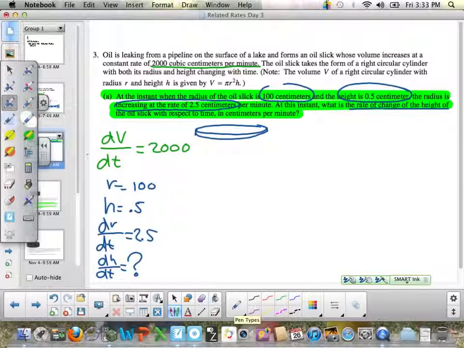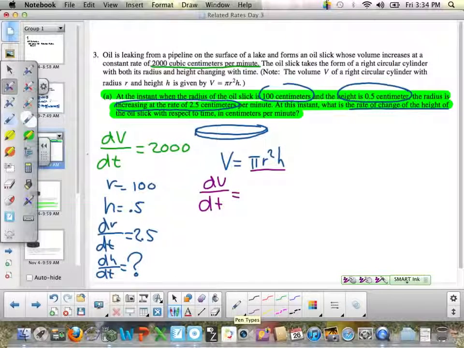So our equation, they give us pi r squared h, and now we need to take the derivative of that. We see that this is not a power rule problem, it's a product rule problem because you're multiplying there. So as we take the derivative, it's going to be dV/dt equals the first function, pi r squared, times the derivative of the second, dh/dt, plus the second function, h, times the derivative of the first, 2 pi r dr/dt.